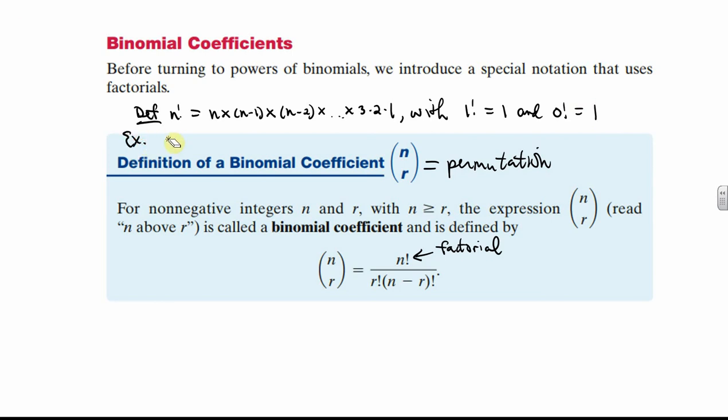So for example, if we have 4 factorial, this is 4 times 3 times 2 times 1, and so we get just 24. Have you seen factorials before? Well, good. So this so-called permutation is defined as n things right here.